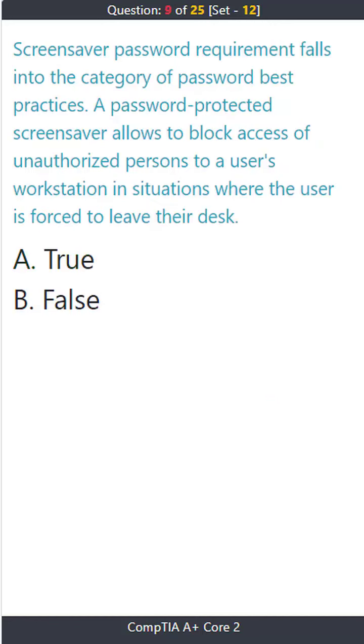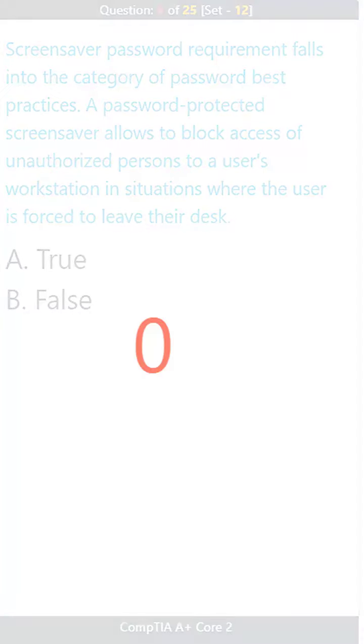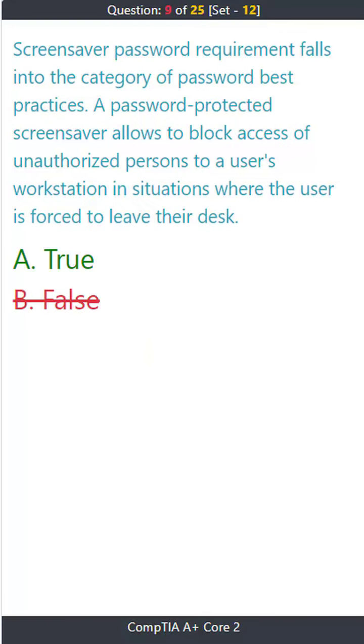Question 9. Screensaver password requirement falls into the category of password best practices. A password-protected screensaver allows blocking access of unauthorized persons to a user's workstation in situations where the user is forced to leave their desk. A. True. B. False. The correct answer is A. True.